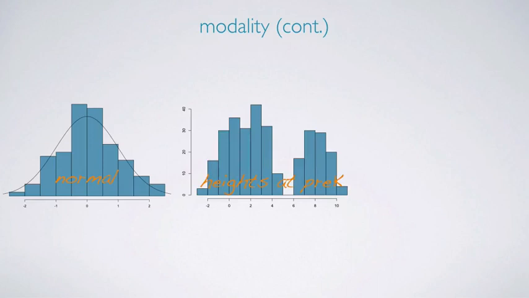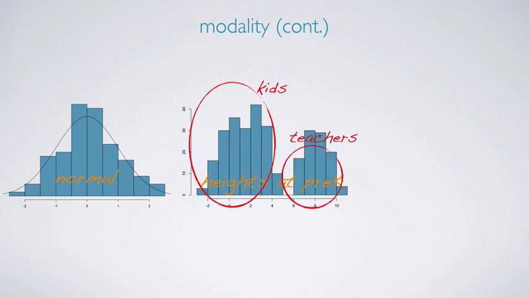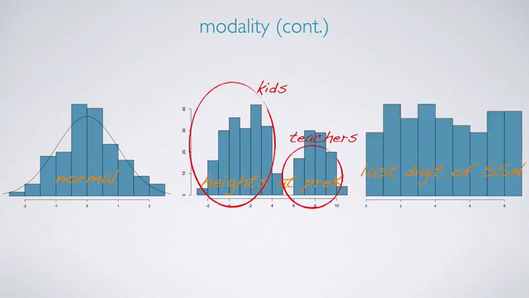A bimodal distribution might indicate that there are two distinct groups in your data. For example, here's a distribution of heights of individuals at a preschool. The first peak might be the kids, and the second might be the teachers. A uniform distribution means there's no apparent trend in the data, that high and low values of the variable are equally likely to occur. Here's a distribution of the last digits of a random sample of people's social security numbers. As expected, the data show no trend. It is just as likely to have a social security number that ends with a 0 as a 6 or a 9.